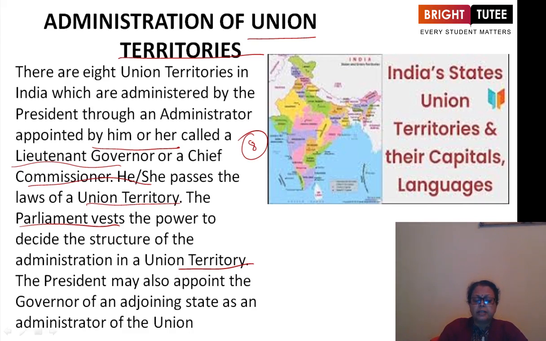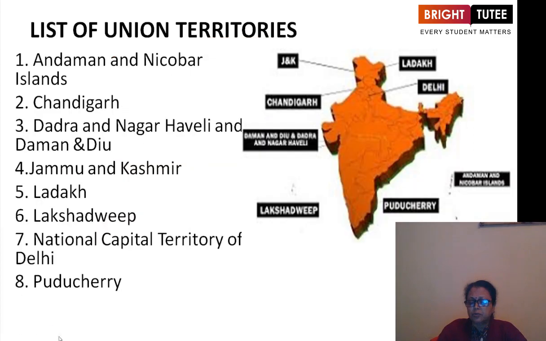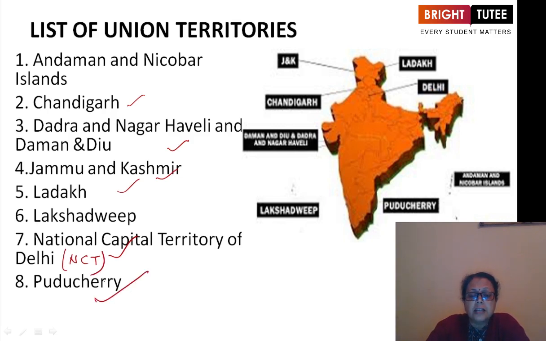The 8 union territories in alphabetical order are the Andaman and Nicobar Islands, Chandigarh, Dadra and Nagar Haveli, Daman and Diu, Jammu and Kashmir, Ladakh, Lakshadweep, the National Capital Territory of Delhi, also NCT, and lastly Puducherry or Pondicherry.